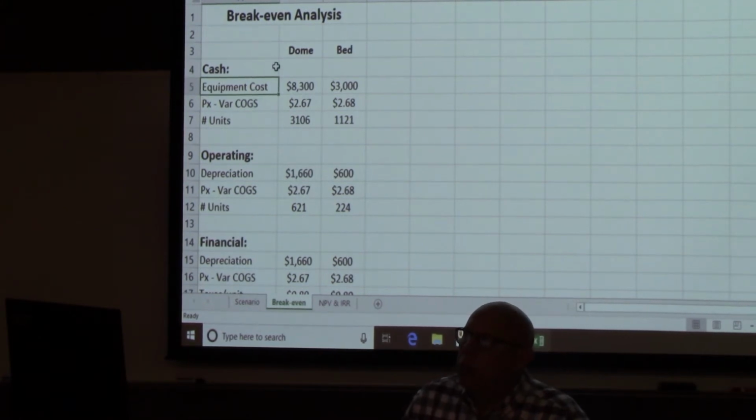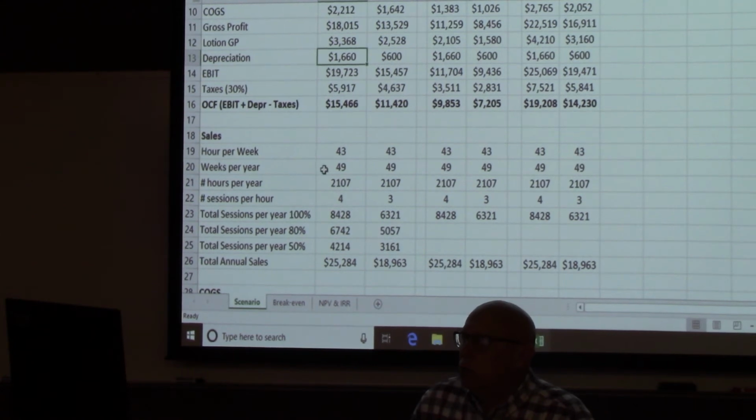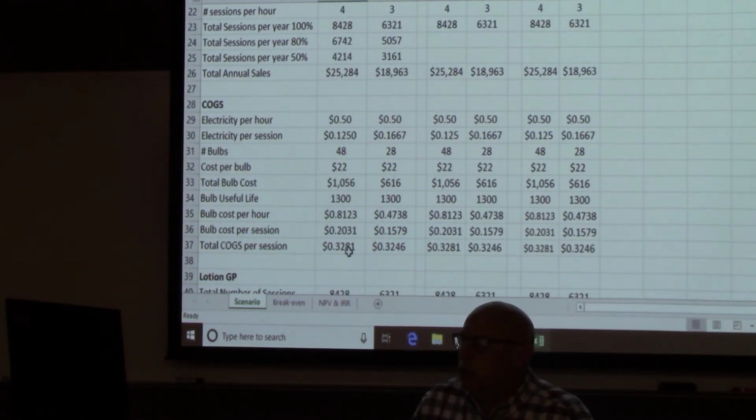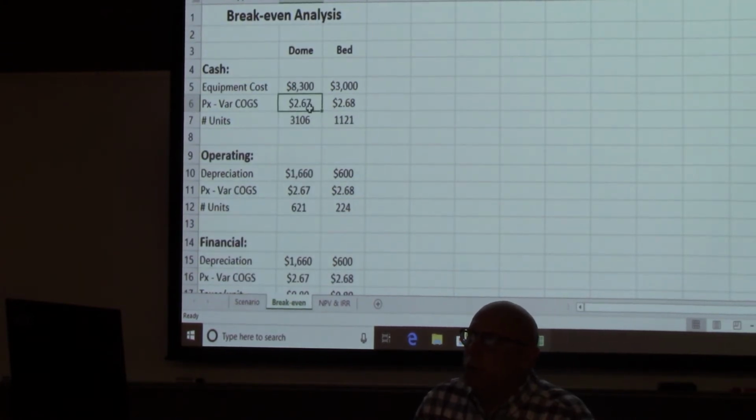So what I've done here is call it break-even analysis, and I've got it for the dome and for the bed. And let's start with the total equipment cost. How many units, how many tanning sessions do we have to have in order to pay off the machine? Okay, 8,300 and 3,000. And so price minus variable cost is $3 minus our total variable cost per session. Okay, and so the contribution margin is $2.67, $3 minus the cost.